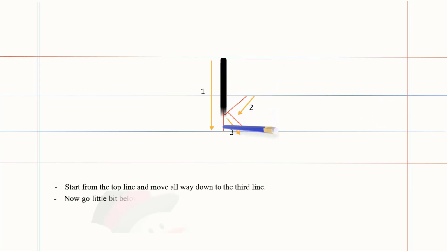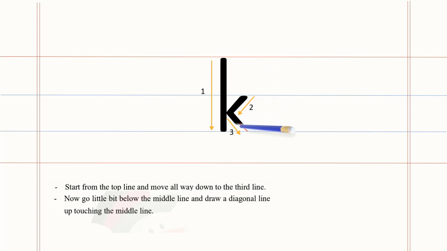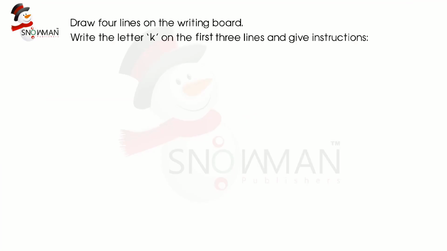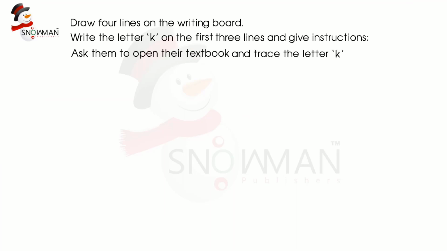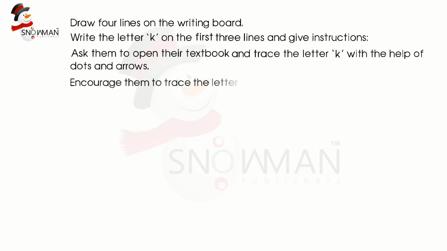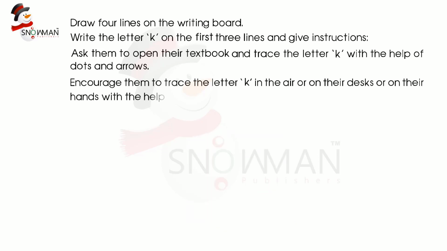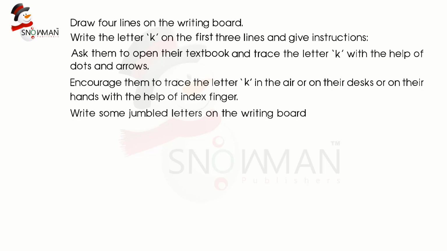Now go a little bit below the middle line and draw a diagonal line up, touching the middle line. Then go back and draw a diagonal line down, touching the 3rd line. Ask them to open their textbook and trace the letter K with the help of dots and arrows. Encourage them to trace the letter K in the air, or on their desks, or on their hands with the help of index finger. Write some jumbled letters on the writing board and ask the children to recognize K.